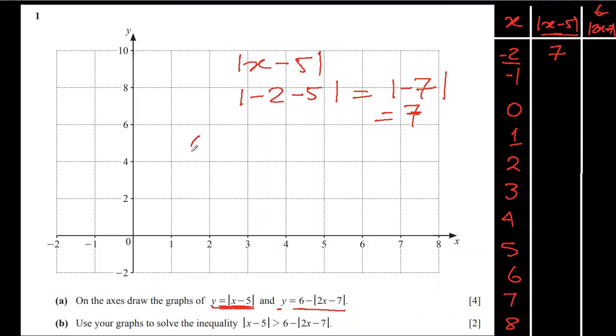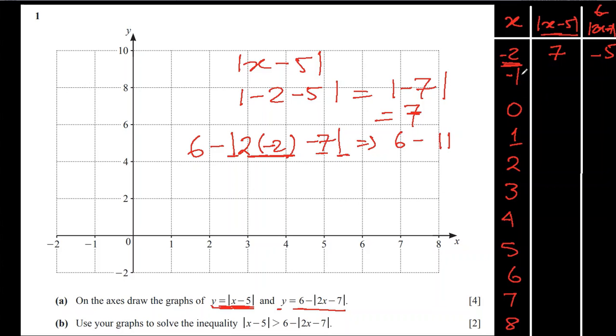Similarly, I will substitute this -2 in the second equation they have given. 6 minus |2 times -2, that is our x value, minus 7|. If you do it step by step, 2 times -2 is -4, minus 7. -4 minus 7 is -11. That gives us 6 minus |-11|, but that -11 will become positive 11 when we remove the absolute sign, and it will be 6 minus 11. That means we will get -5. So -5 here. I have found the corresponding y values for the two functions for x equal to -2.